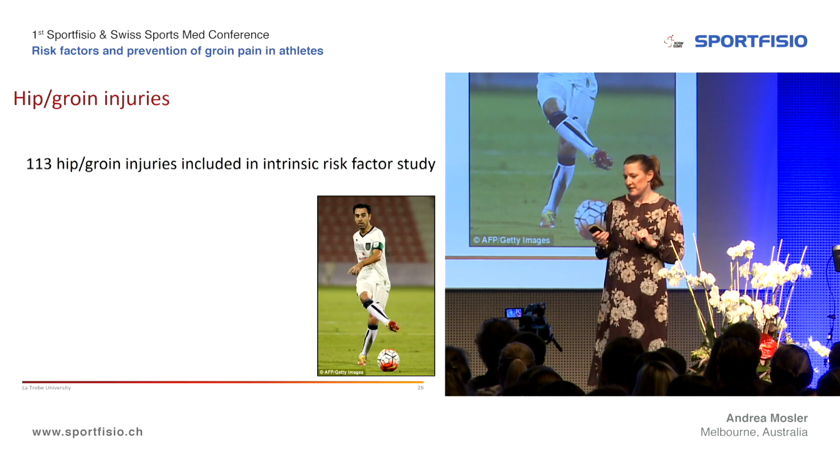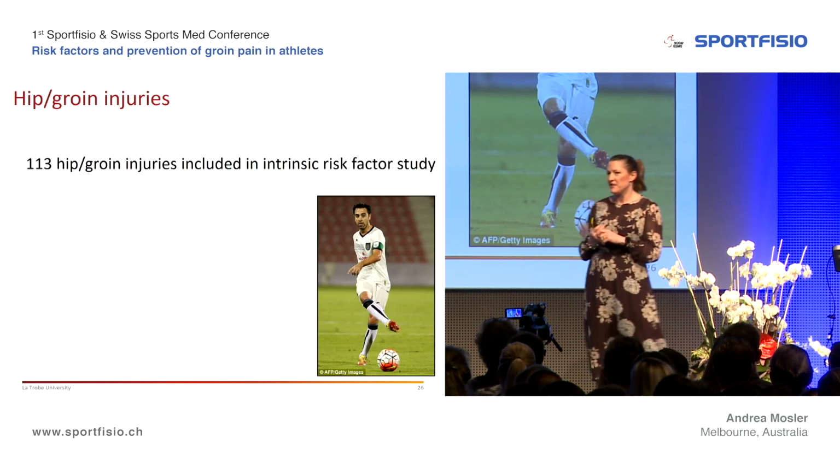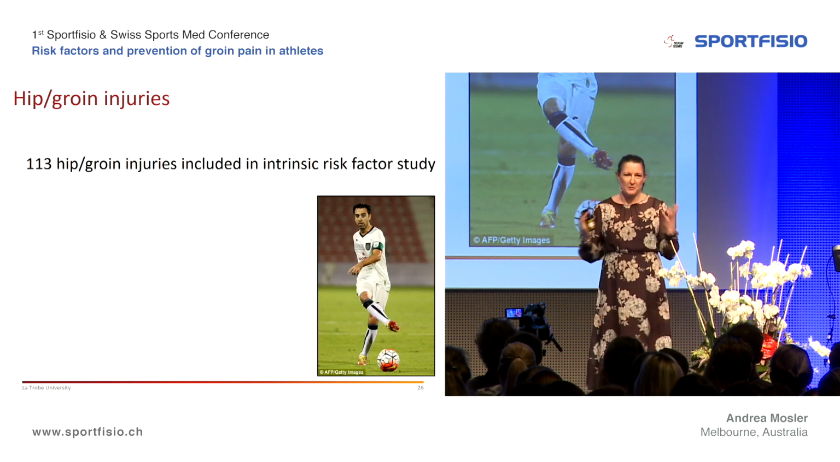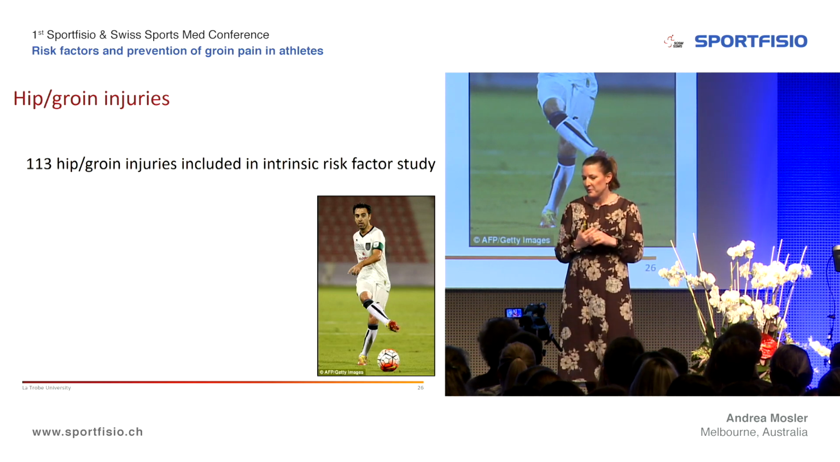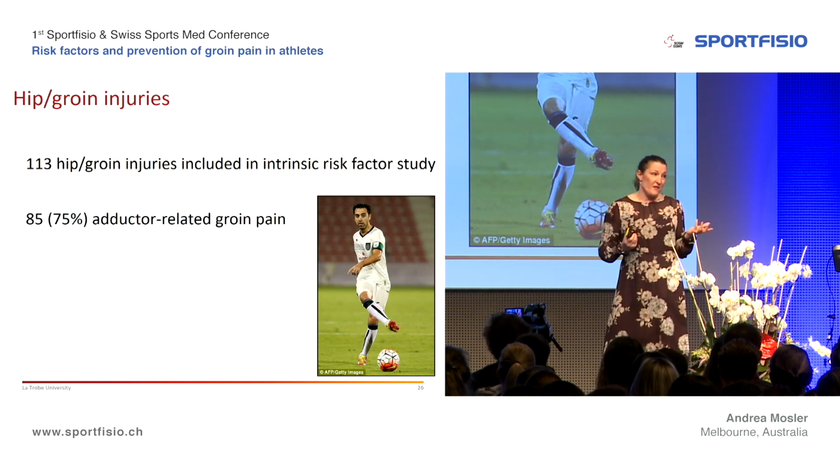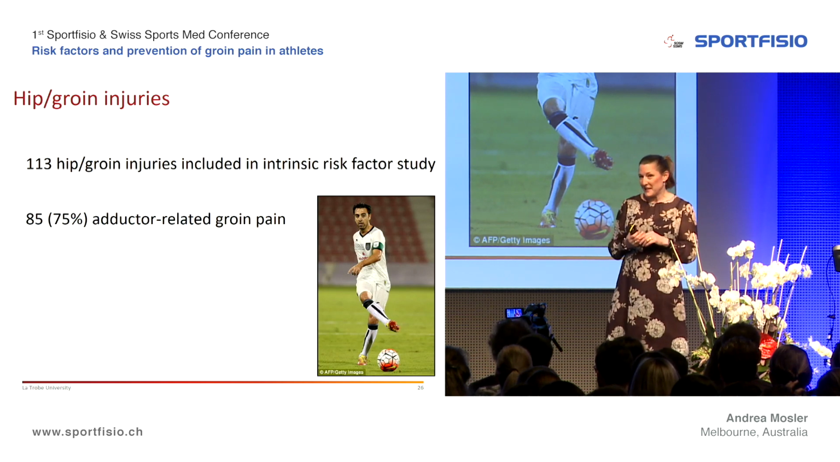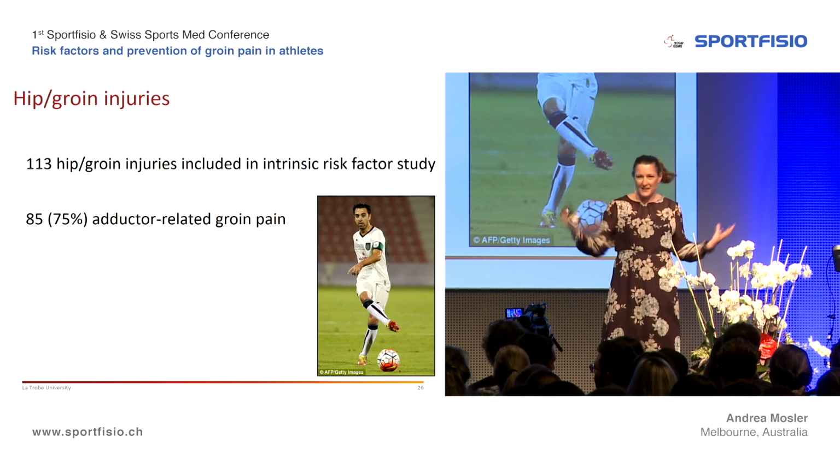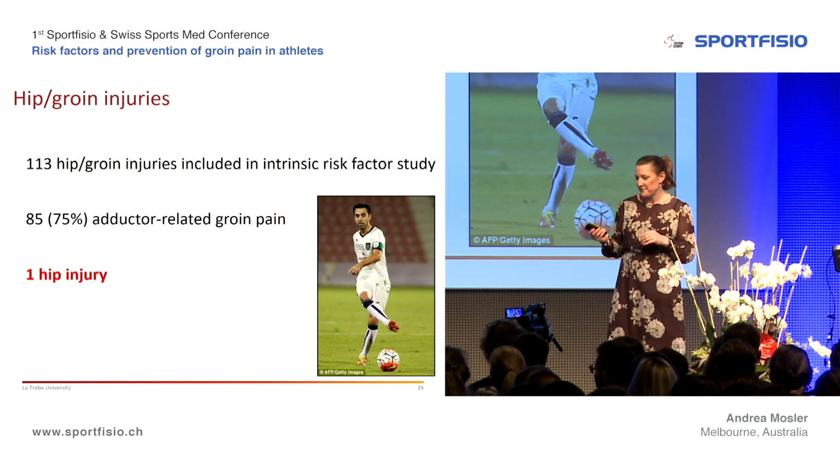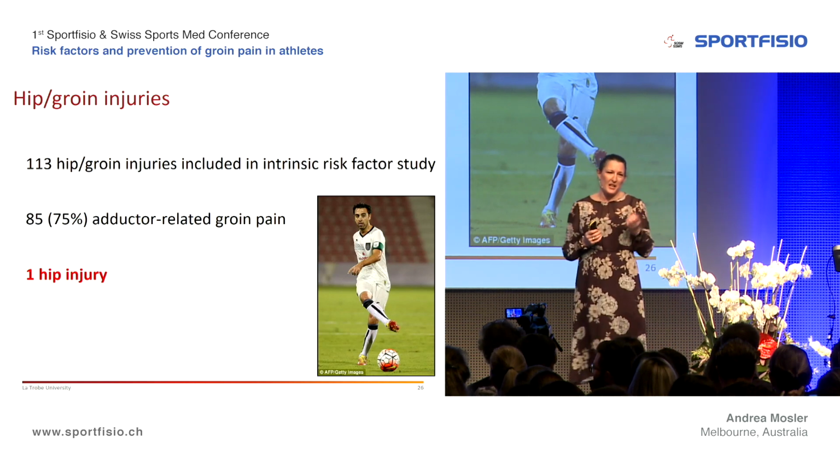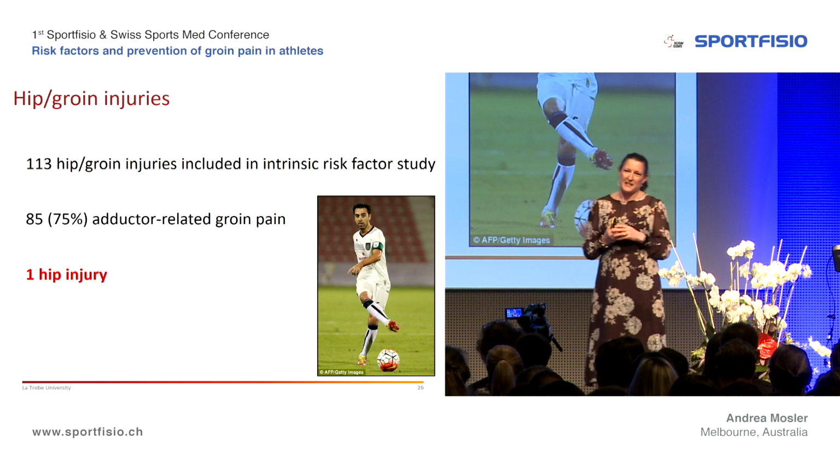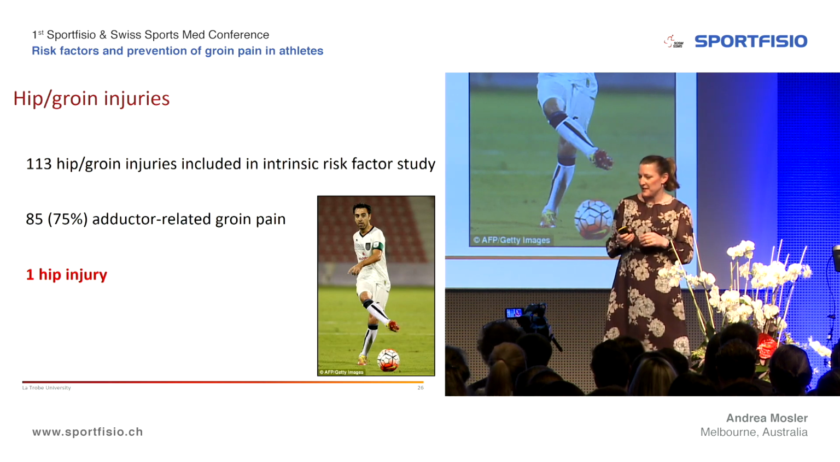So what did we find? We were really lucky because we were able to have 113 hip and groin injuries, which is a nice big data set for a dependent variable. 75% of these were adductor-related groin pain, so it just fits the pattern that we've been talking about all day. Interestingly, we only had one injury which was classified as a hip-related groin pain.